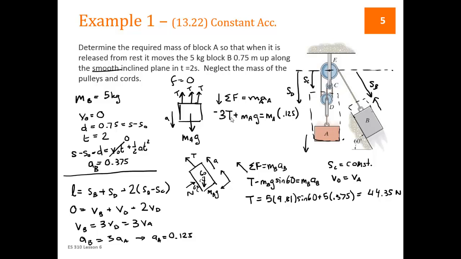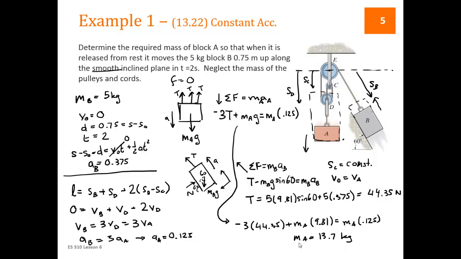Now, knowing tension, we can go back to the other block. If we know tension and we know g, we can find mA. So negative 3 times, we're going to bring this down here, right? Negative 3 times 44.35 plus mA times 9.81 is equal to mA times 0.125. Solving for mA gives 13.7 kilograms. So that's our final answer.